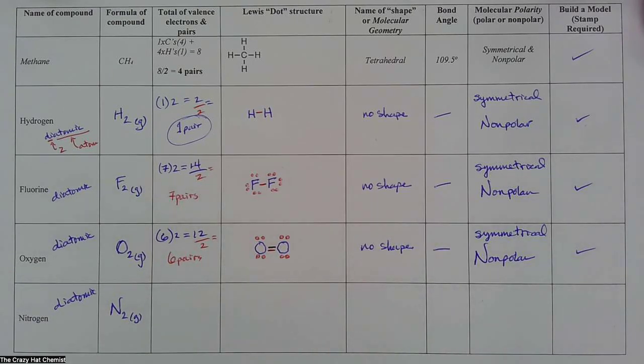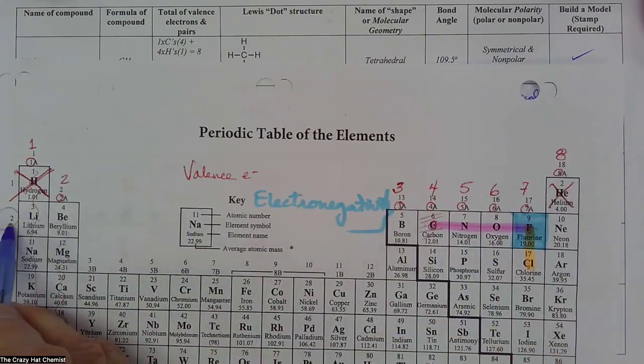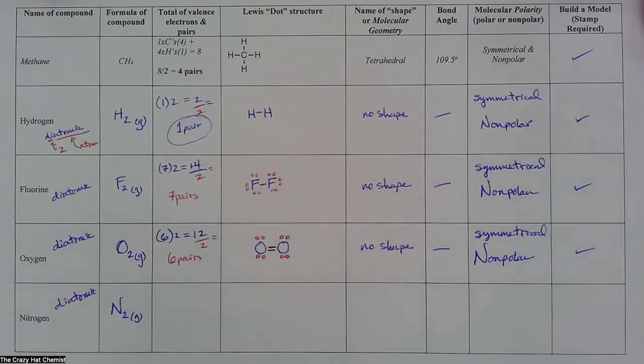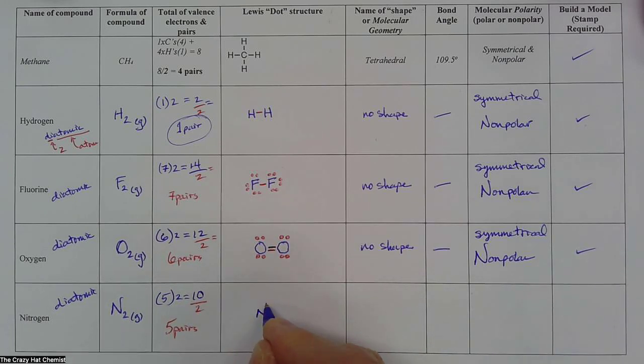So we're going to find out the number of valence electrons in nitrogen. Nitrogen is also in period 2, and it has 5 valence electrons. So that's 5 valence electrons. There are 2 of them. That's a total of 10. Of course, just like always, we're going to divide by 2, and we're going to get 5 pairs of electrons. We're going to have a nitrogen and then the second nitrogen.